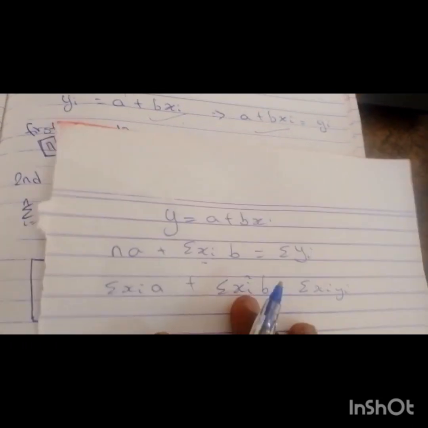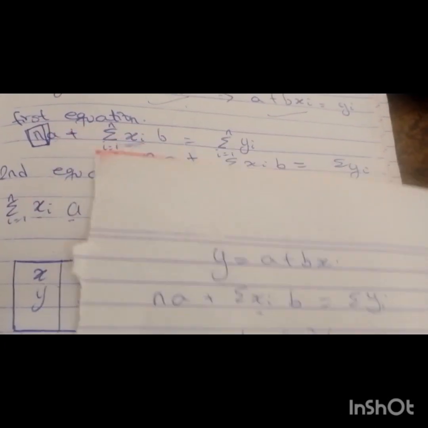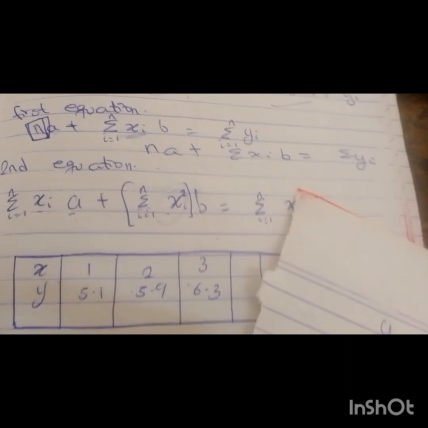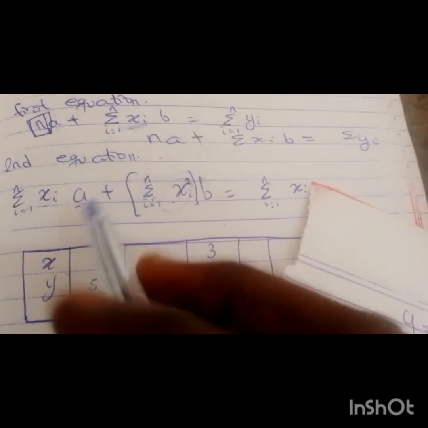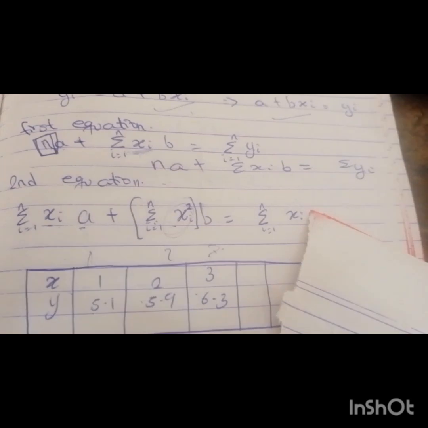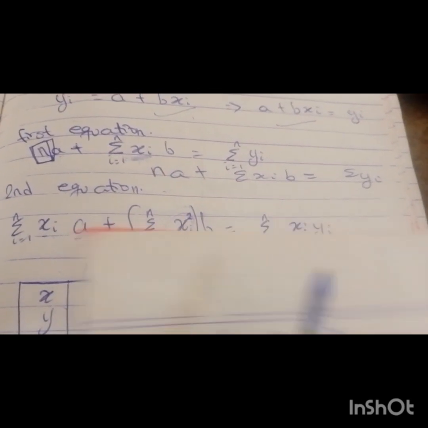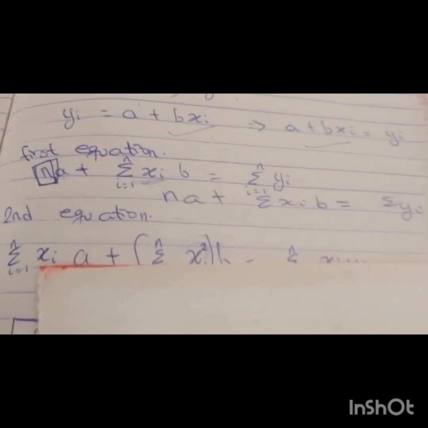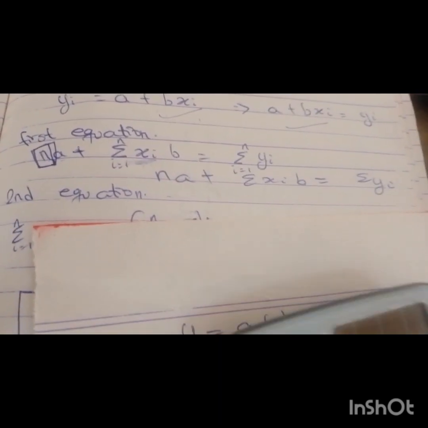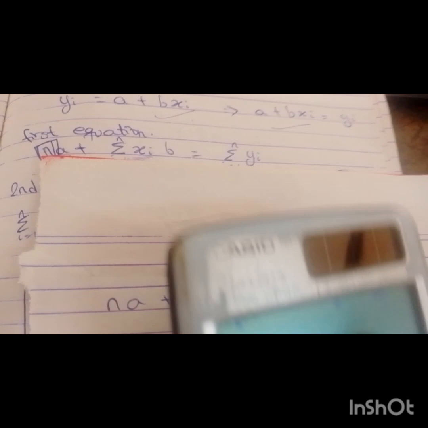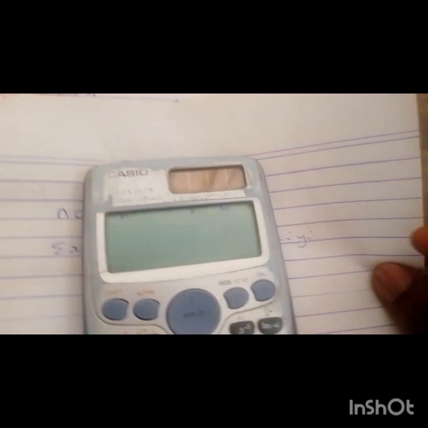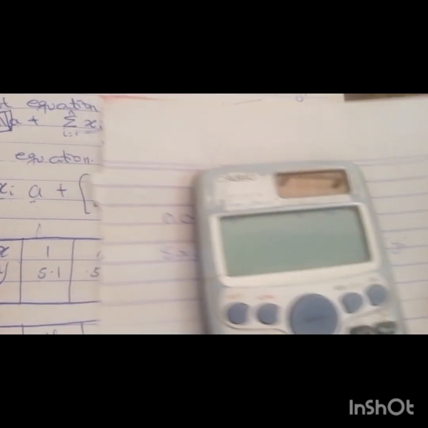Now, what's our n? From this data, our n is just 1, 2, 3, so our n will be 3 for this data. And then our summation of xi. This is where you have to be careful with the data you're working with and how you punch things into your calculator, because you can simply get off the line.